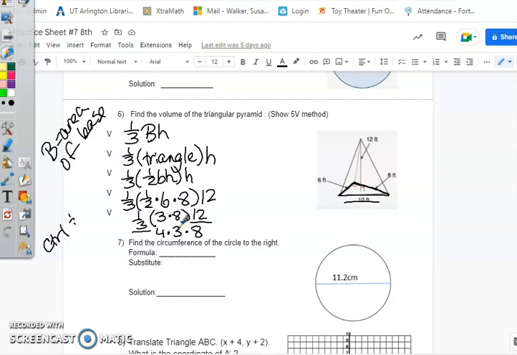Your choice. Okay? Okay, number 7 is find the circumference. Again, use the formula chart. And remember that this is the diameter. So use the formula with diameter. Okay?